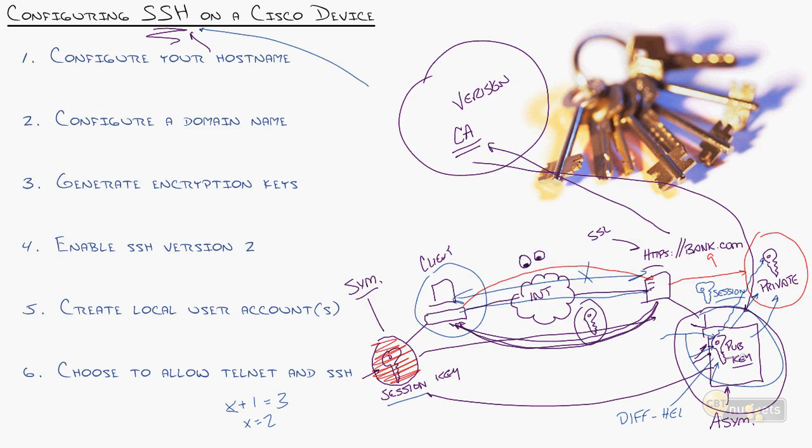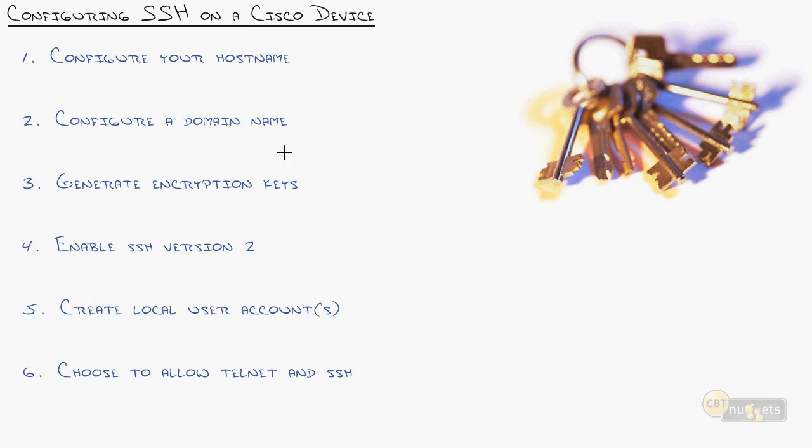Now, let's talk about how to set up SSH. Let me clear all of this stuff off. So that's how it works. Instead of having computer A and website B, we have computer A going to switch A or router A or whatever kind of device. It's all the same concept, just using different devices. So the way to configure SSH on a Cisco device is as follows.